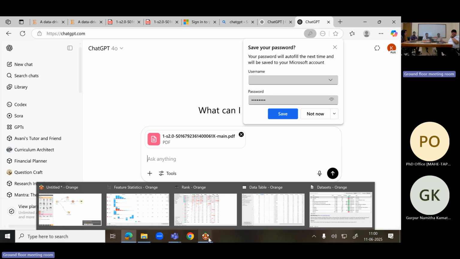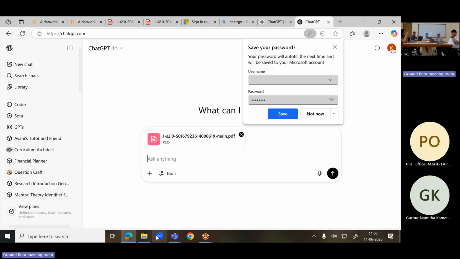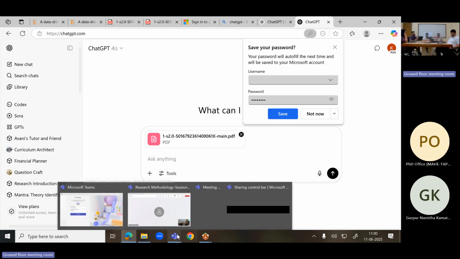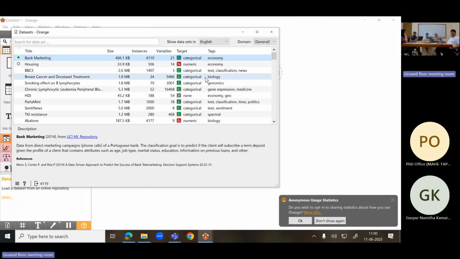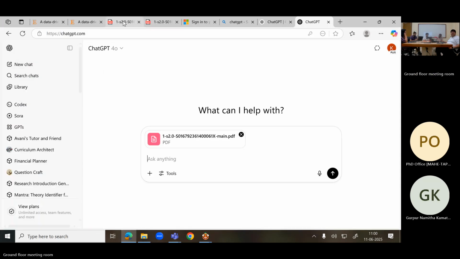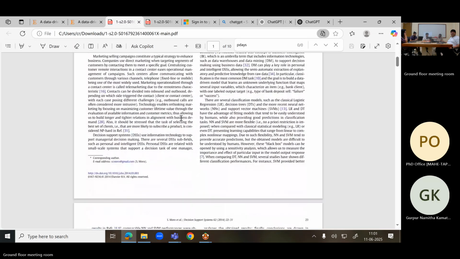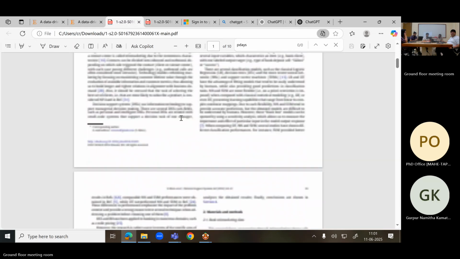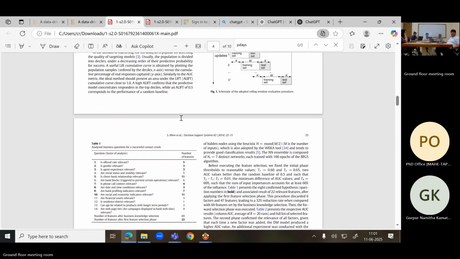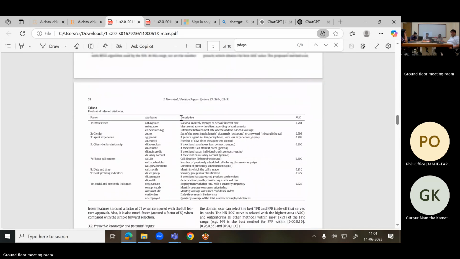How do you take this screenshot? Windows Shift S. Windows Shift S.